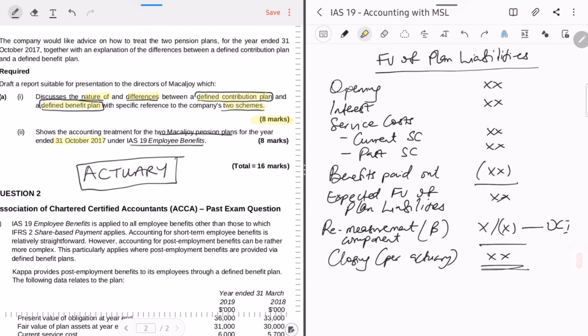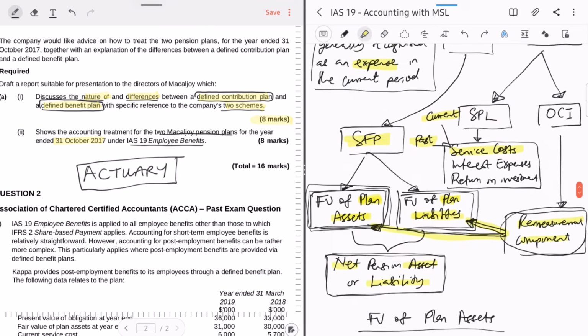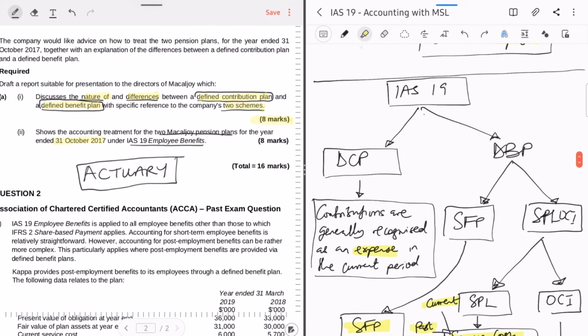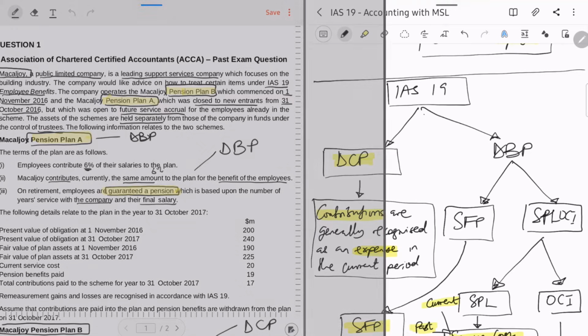So they say, show the accounting treatment for the two McAljoy plans. So at least we've detailed here that for the defined contribution plan, we're just going to expense how much they contributed into P&L, and that's it, right? Okay. So let's come back here.